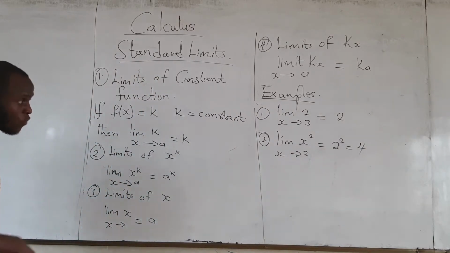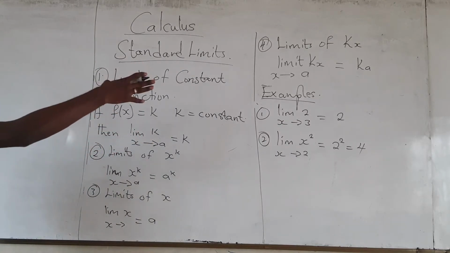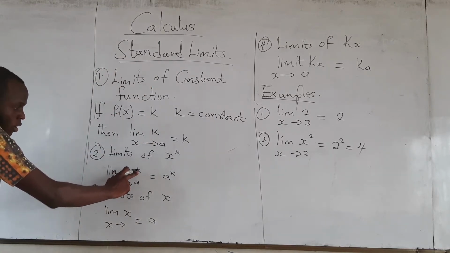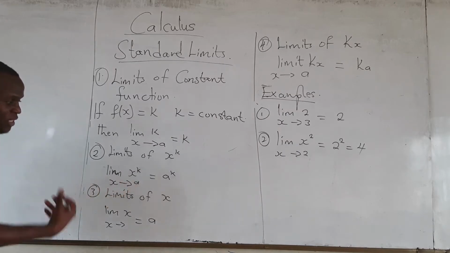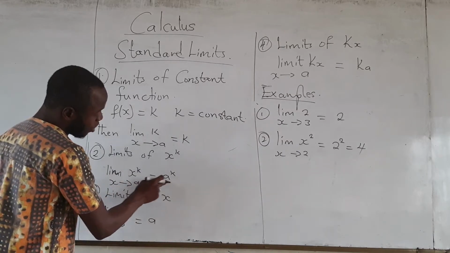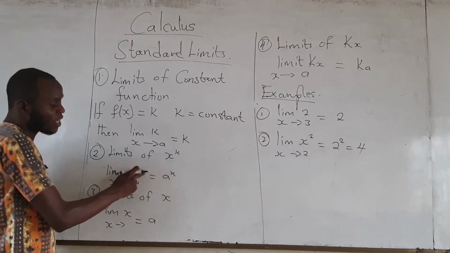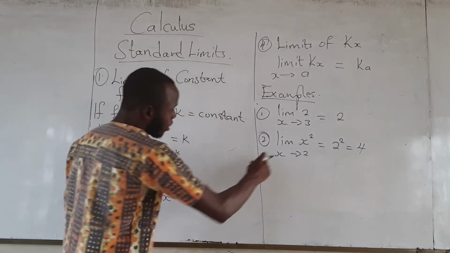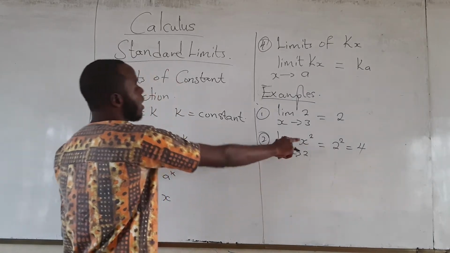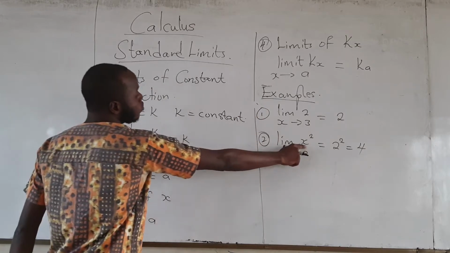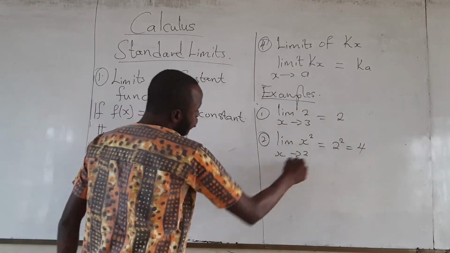That is what the second standard says. If you have a limit of x to the power of a certain constant k, and x is approaching a certain number, you have that particular number that x is approaching to the power k. An example is here: the limit as x approaches 2 of x squared. When you insert the 2 there, you have 4.